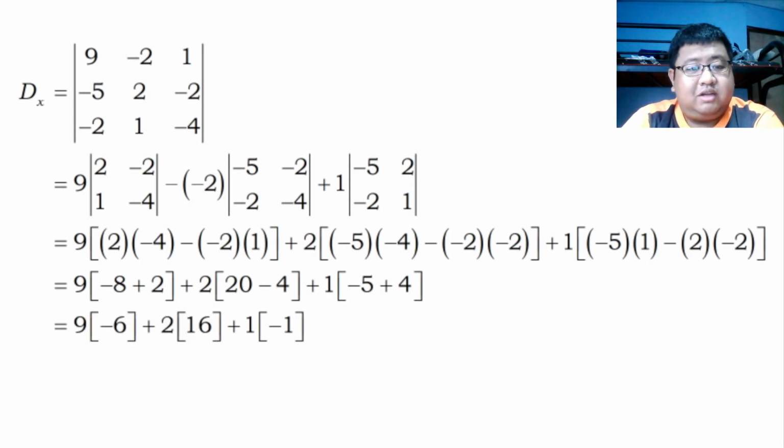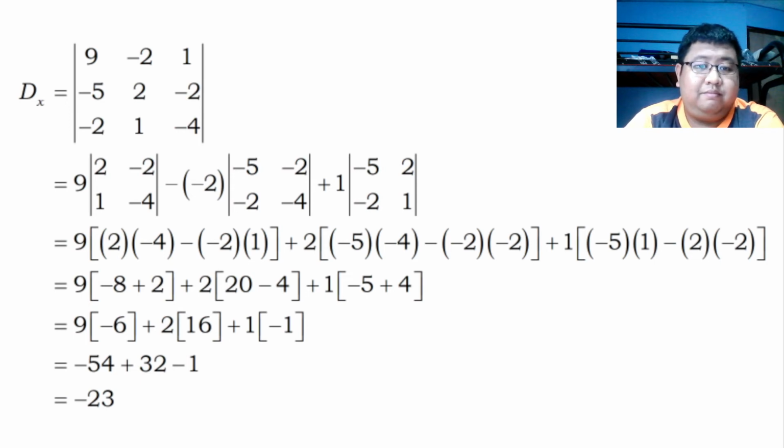And further simplification gives us this. Negative 6 inside, 16 inside, and negative 1 inside. And don't forget multiplications followed by additions, MDAS. 9 times negative 6, ayan. 2 times 16, there you have it. And 1 times negative 1, there you go. Mas malalaki yung negatives, kaya yung final answer natin ay negative 23. This will be the value for your dx. Na kapag dinivide natin mamaya sa d, makukuha natin yung value ng x. Okay. Going for dy.